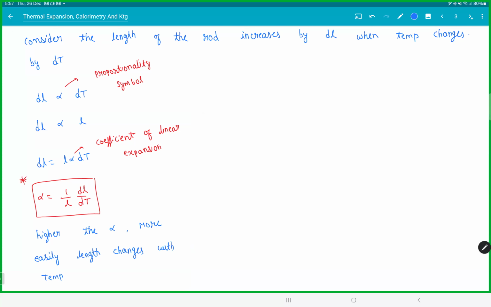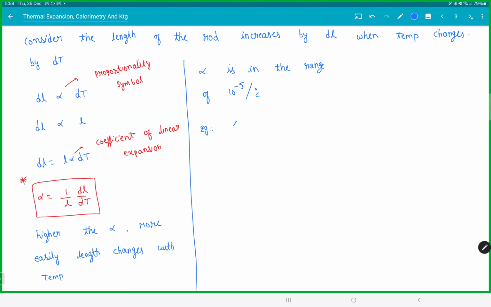Now, if you actually look at this alpha value, it is generally very small. Alpha is in the range of 10 power minus 5 per unit degree. The meaning of that is, if you take a 1 meter rod and change the temperature by 1 degree, then the change in length is 10 power minus 5 meters. Making sense? That is alpha, change in length per unit temperature. So when you change the temperature by 1 degree for a 1 meter rod, the length will change by 10 power minus 5 meters. It's quite small.